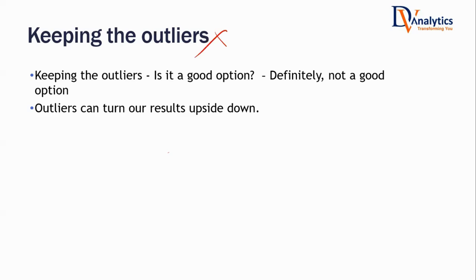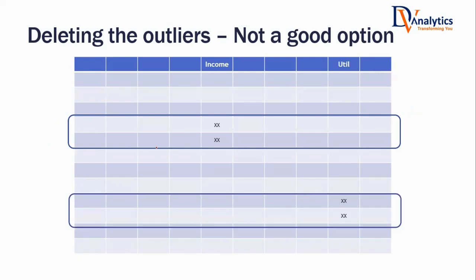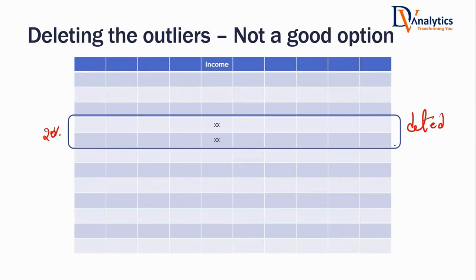Let us see what happens if we delete the outliers. Let's say in income, I found around 20% issues. I deleted them, outliers or missing values or whatever. In some other variable, utilization, remember, deleting means, am I deleting only from one column or do I have to delete the whole row? Sir, the whole row.